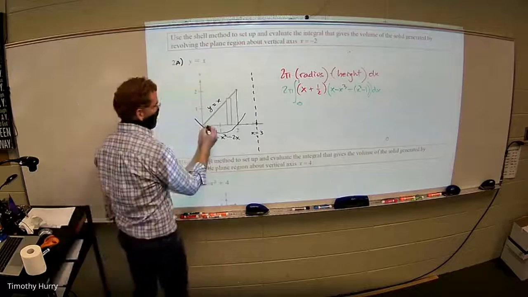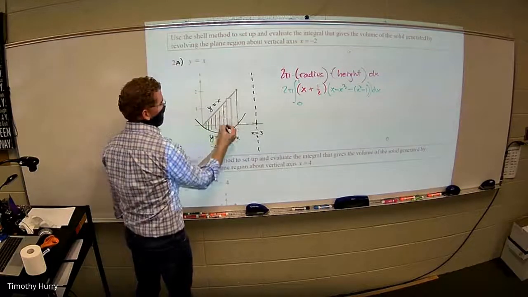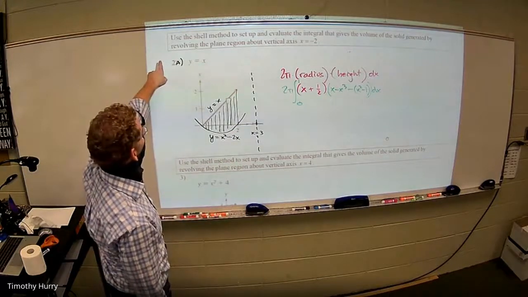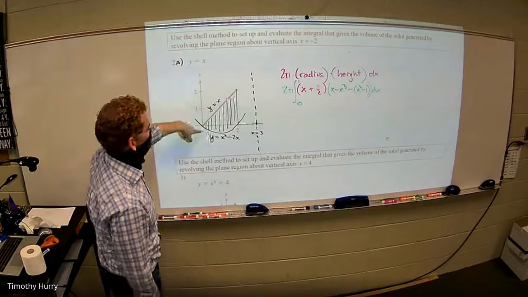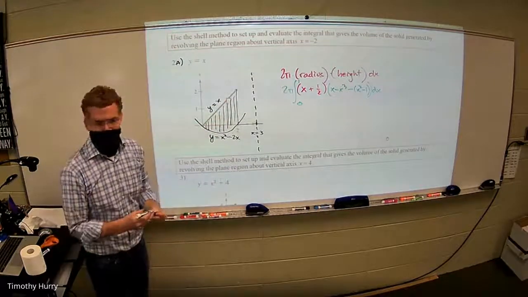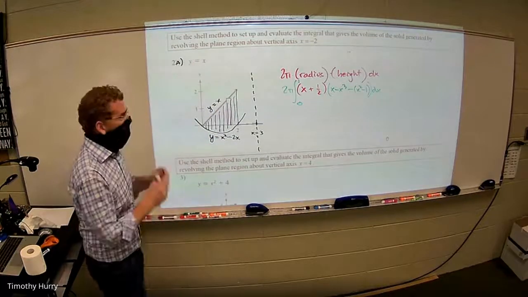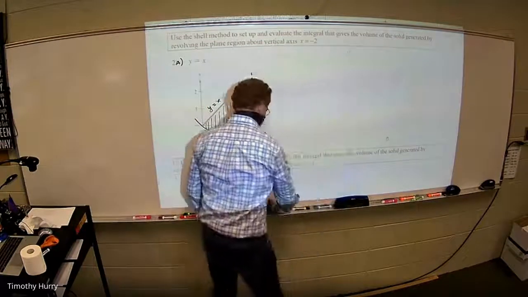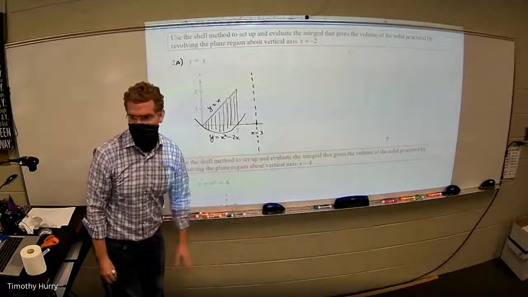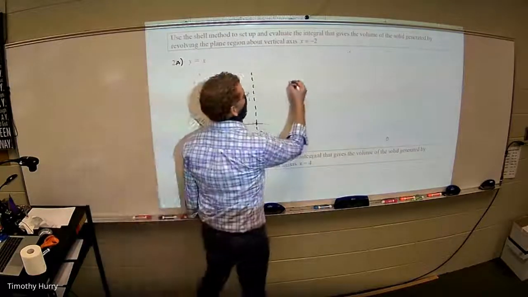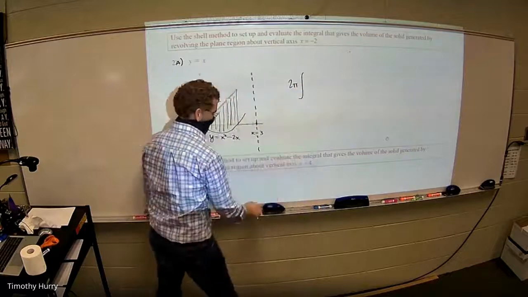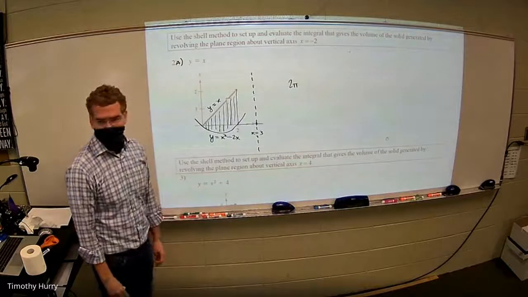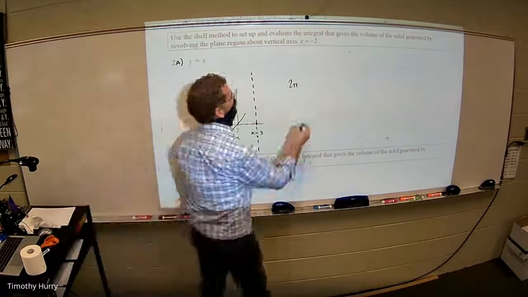So we're taking this region. It says revolving the plane region. I guess it was shaded better before I printed it, but we're going to use this region right here. I'm not going to keep preaching everything. Let's just get after it. So 2 pi. I'll omit the integral for now. What's the radius? 3 minus x. Don't even have to think about it.